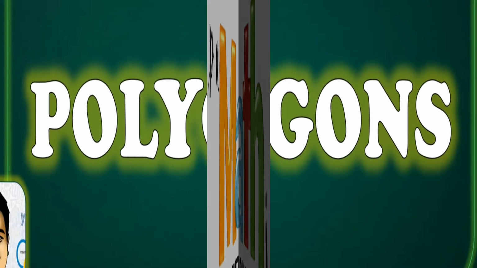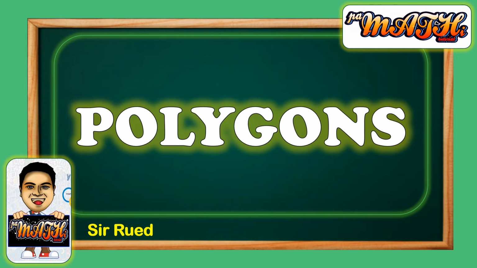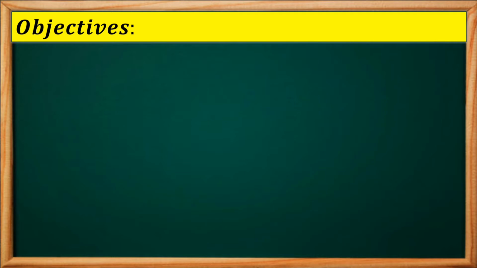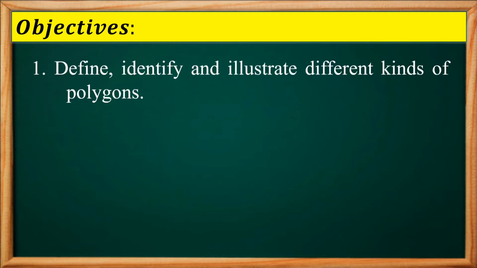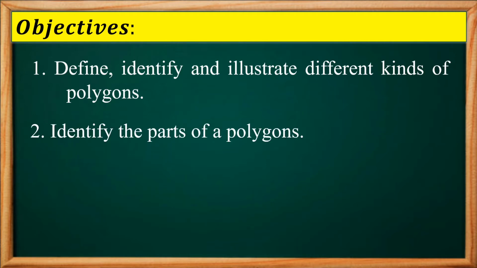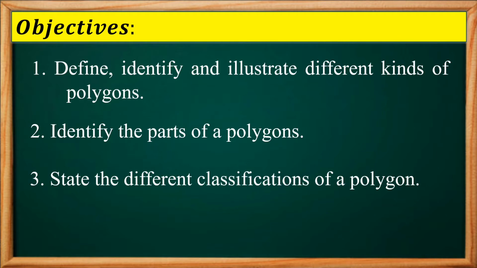In this video, we will discuss the different kinds of polygons. The objectives for this video are: number one, define or identify and illustrate different kinds of polygons. Number two, identify the parts of the polygon. We need to identify kung ano yung mga parts ng polygon yan. Then, state the different classification of a polygon. That would be our three objectives for this video.